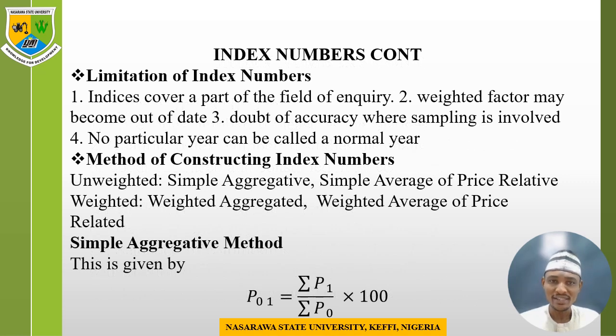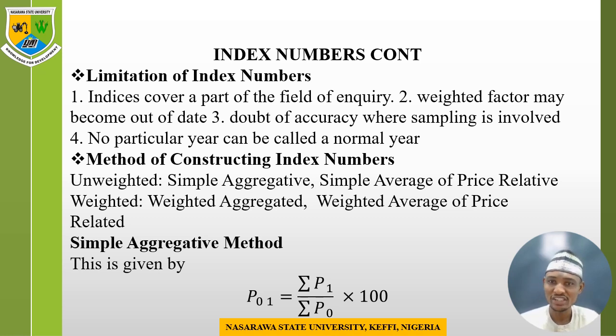Now, limitation of index number. There are some things that index number cannot do. These include index number only cover part of the field of inquiry. It doesn't cover all part of the field. Weighted factor may become out of date.